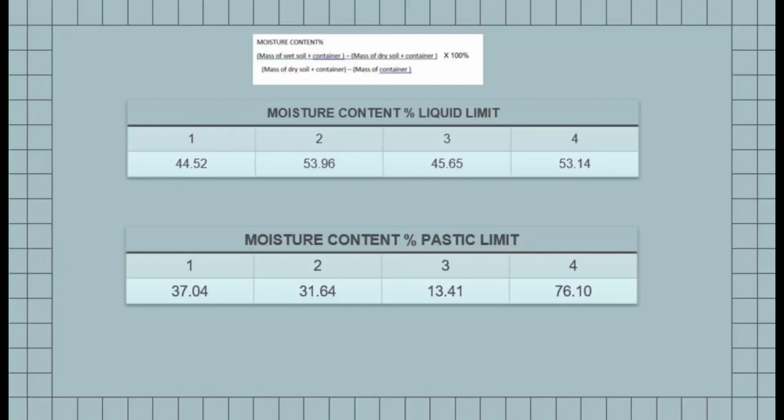And next, moisture content at plastic limit. Test number 1 is 37.04, test number 2 is 31.64, test number 3 is 13.41, and test number 4 is 76.10. That's all from me.